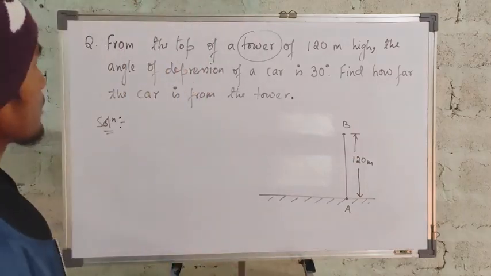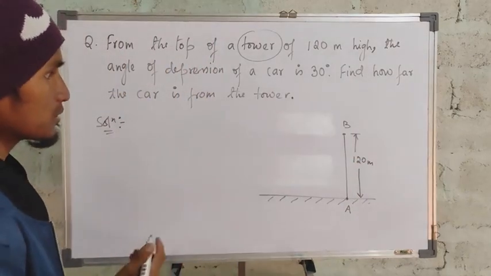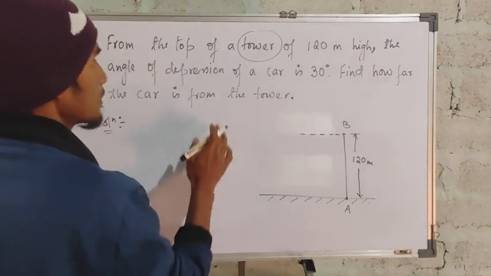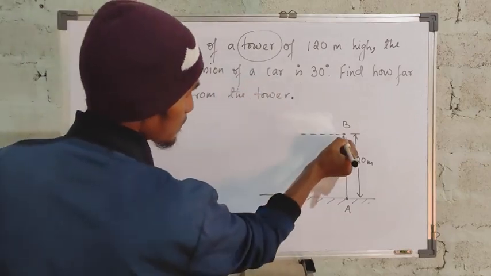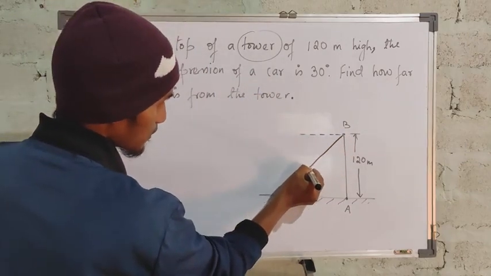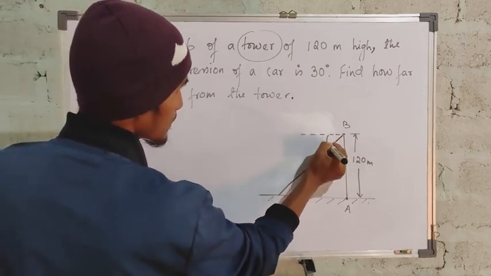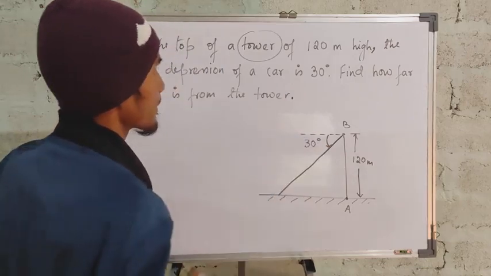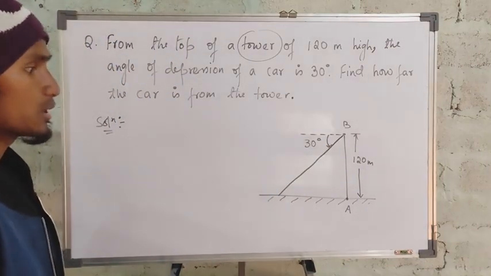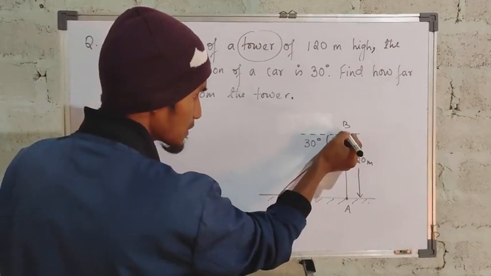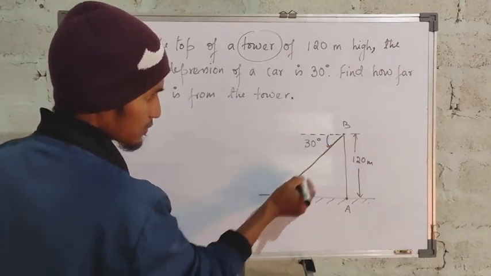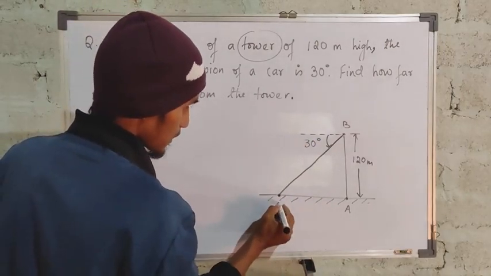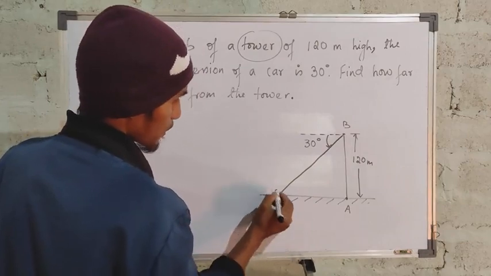The angle of depression of a car, I already showed you from the beginning. The angle of depression of the car is 30 degree. Let's take this as the angle of 30 degree. Find how far the car is from the tower. Someone is standing here and watching the car, and the angle of depression is 30 degree. The car will be somewhere here, point C, the car.